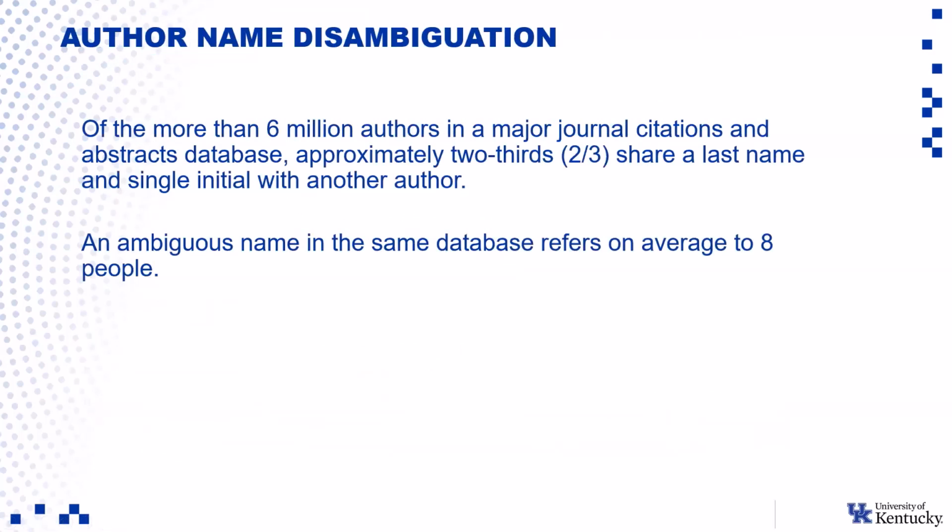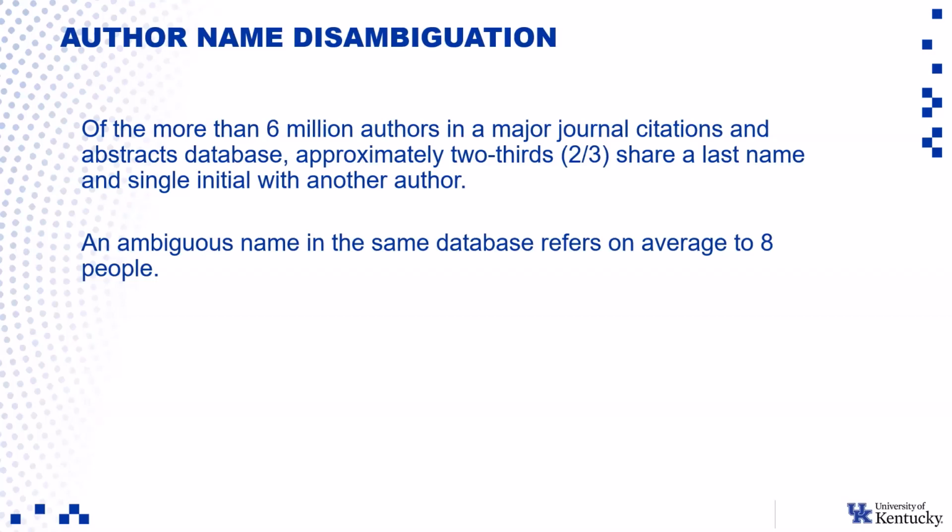And then we're almost done. A couple of other things. Author name disambiguation. This is a huge issue in the scholarly publishing world. Of more than 6 million authors in a major journal citation and abstract database, approximately 2/3 shared a last name and initial name with another author. So, for example, my maiden name was Stephanie Smith, so super common. My name now is Stephanie Henderson, still super common.